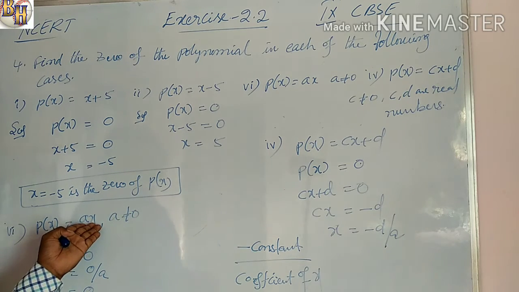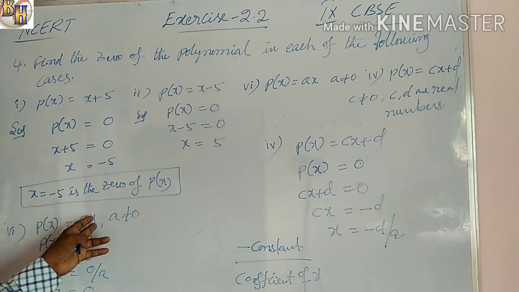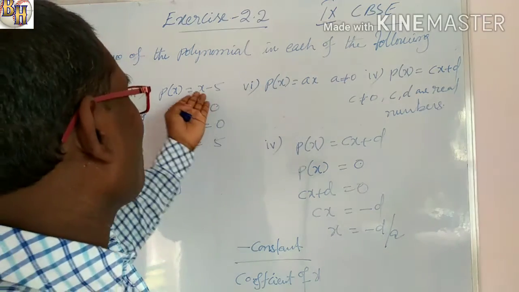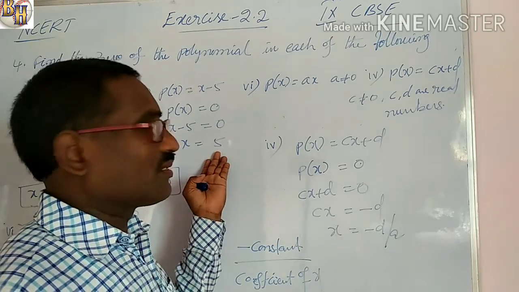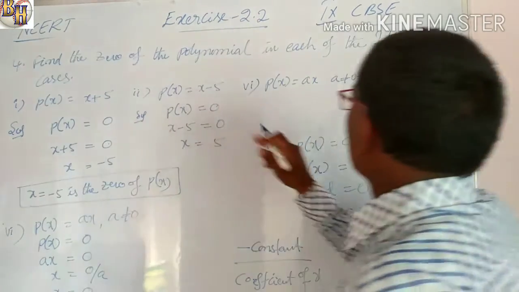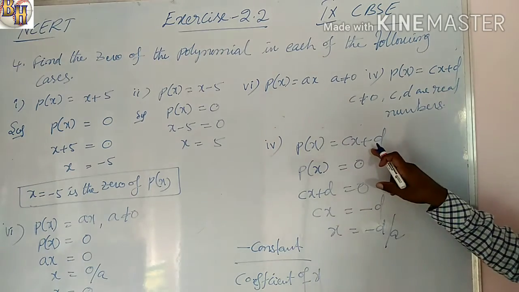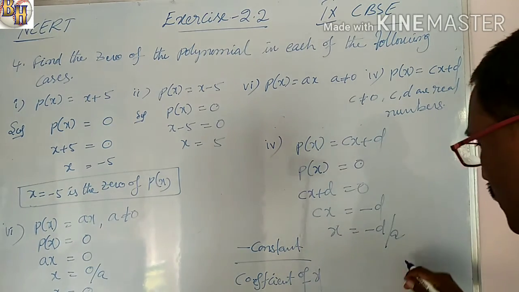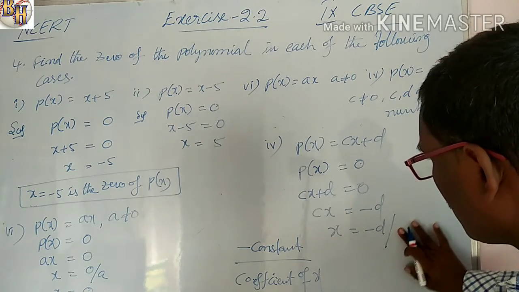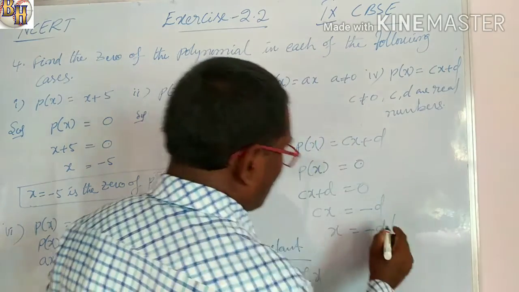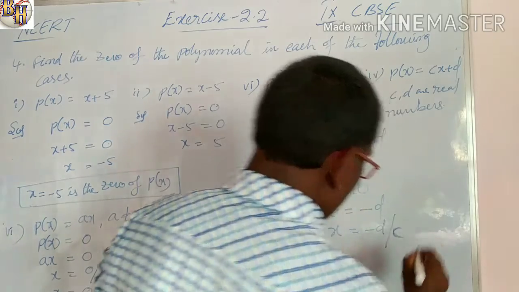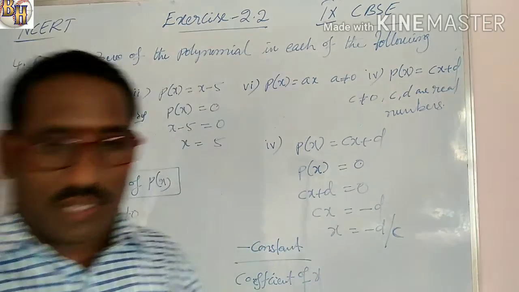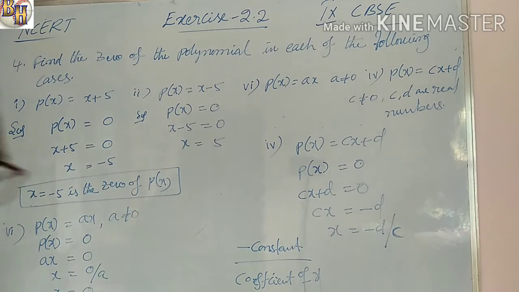Here the constant is 0 only. So 0 by anything is equal to 0. Simple. Here x minus 5. Minus 5 becomes plus 5. Plus 5. Here cx plus d. Minus constant. What is that? Plus d means minus d by c. So what is the 0 of the polynomial? X is equal to minus d by c is the 0 of the polynomial.